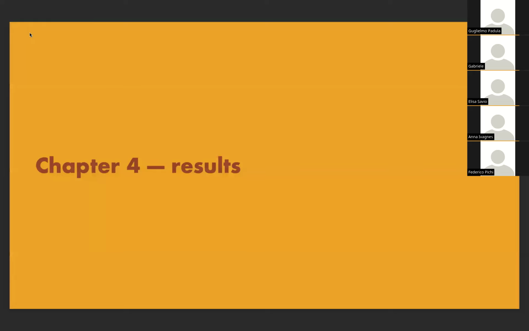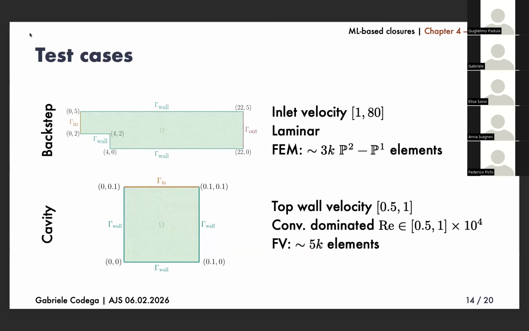We tested these on 2 standard cases in fluid dynamics. The 2 flows we considered are this back step, so it's the flow over a backward facing step. Basically, you have this very long domain. You have your inlet here. You've got fluid coming in from here. The parameter in this case is the velocity of the fluid. Here it's in the range 1 to 80 meters per second.